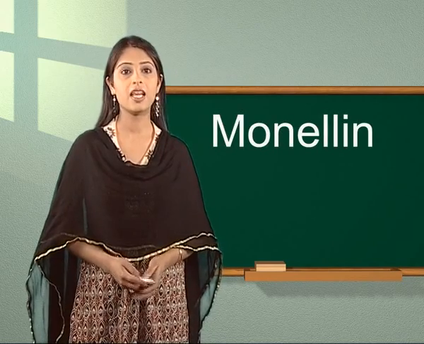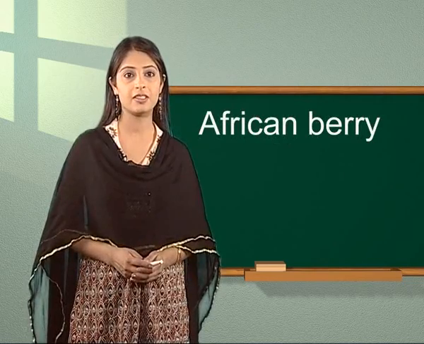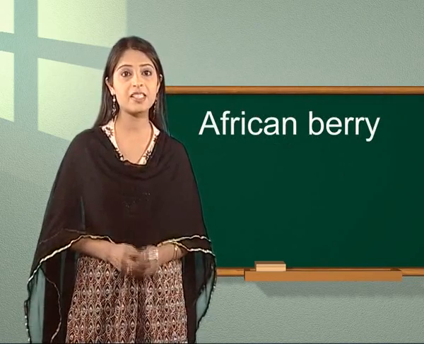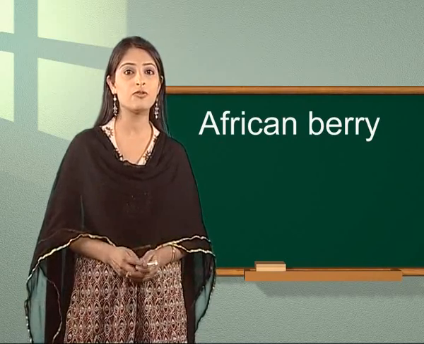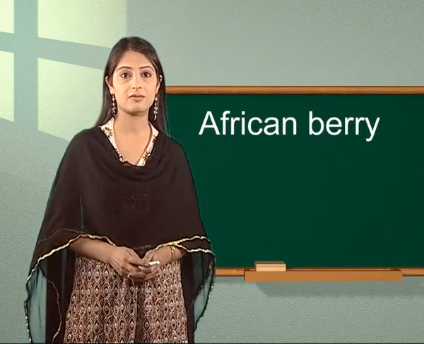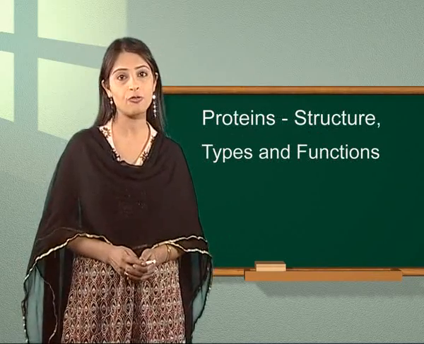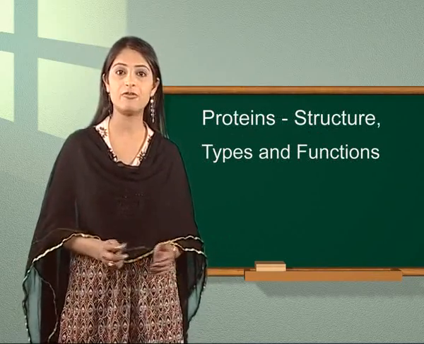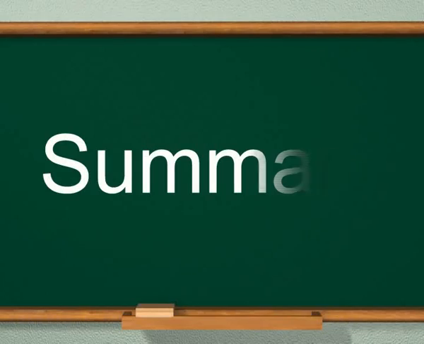Monilin. It is a protein produced from an African berry. It is 200 times sweeter than sucrose. It is very useful for diabetic patients. I hope you all have enjoyed this topic on structure of proteins, types and functions. Let me summarize it for you.